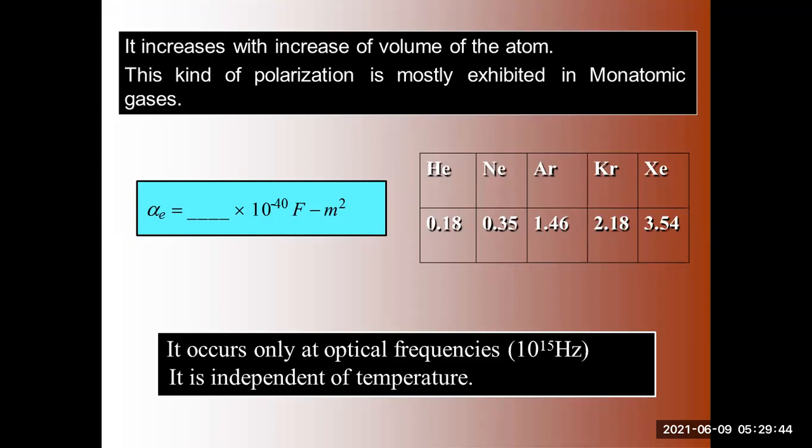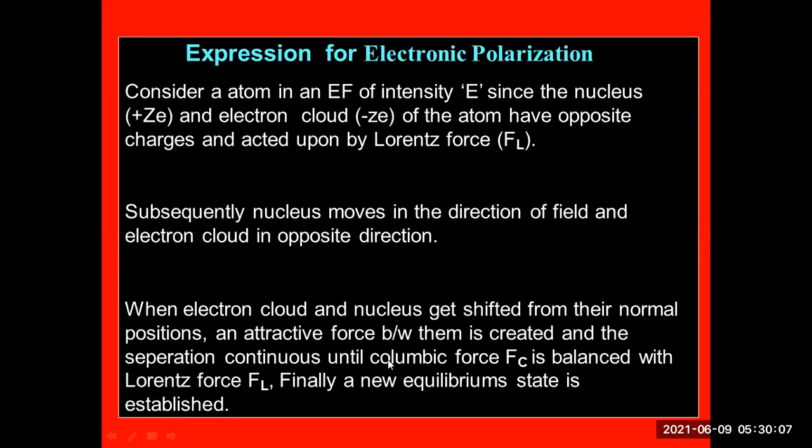Now, moving to the next important aspect: at what frequency range does this electronic polarization occur? We just had an answer that it occurs at optical frequencies, that is 10 power 15 hertz, and it doesn't depend upon the temperature. So this electronic polarizability is independent of the temperature.